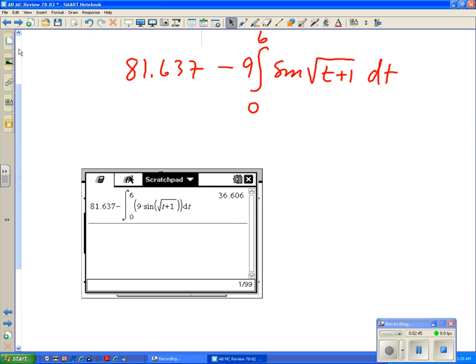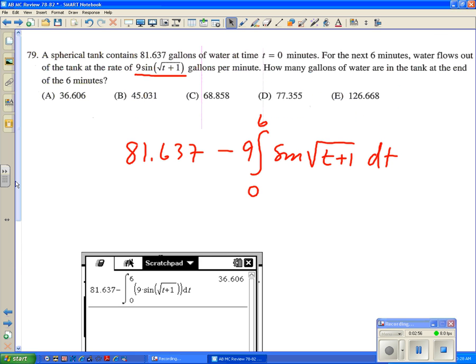So we put the numbers in. Of course, I wrote the 9 up front or the 9 on the inside. Doesn't really matter. The calculator says 36.606, and that's choice A. And that is the correct answer.